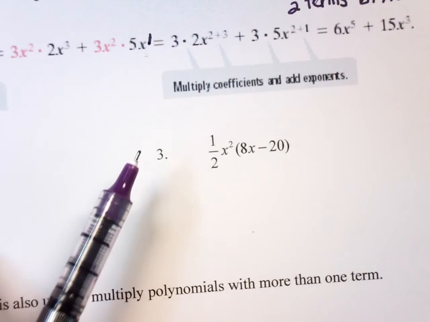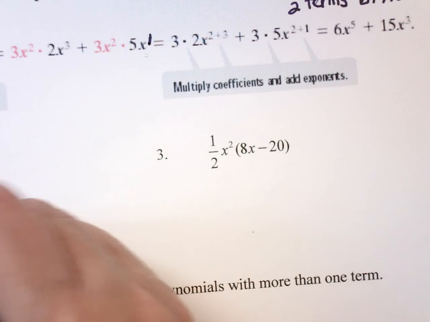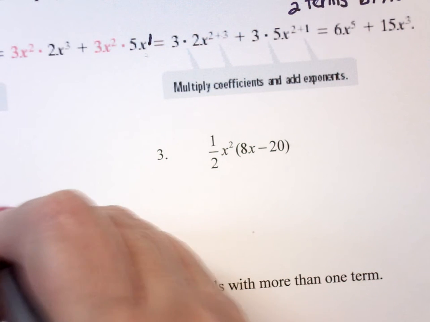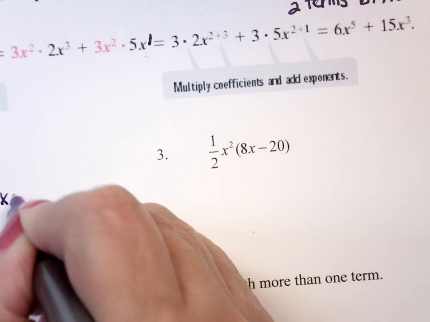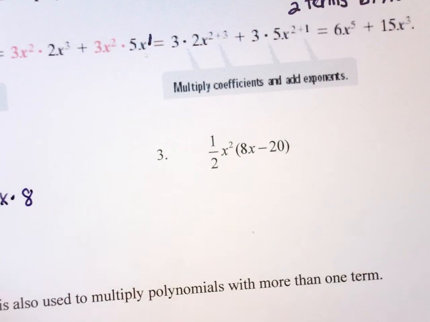So here it says multiply. This is a monomial times a binomial. This is going to be 4x times negative 5x plus 4x times 8. 4 times negative 5 is negative 20. X times x is x squared.